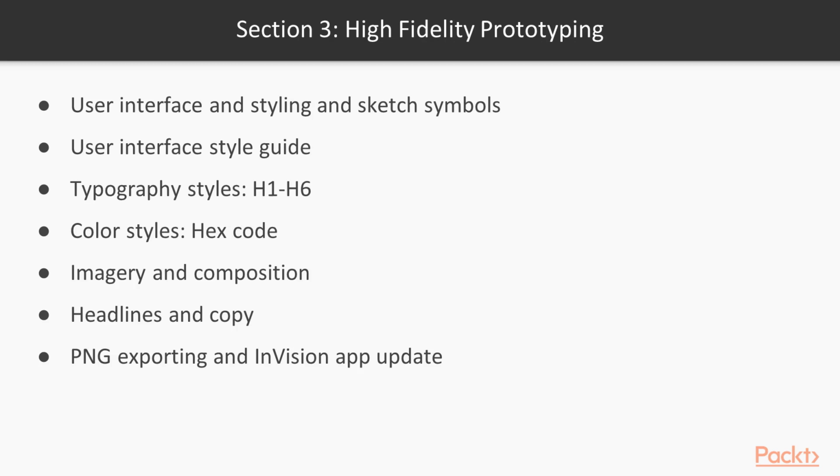In the third topic, we're going to start to move into really applying our high-fidelity prototyping skills through Sketch. We're going to build out our interfaces, we're going to style them, we'll add symbols and more things to our outputs, we'll add typography through styles of H1 and H6, we'll talk about color and imagery, and then we'll also add some PNG exports and some InVision outputs.